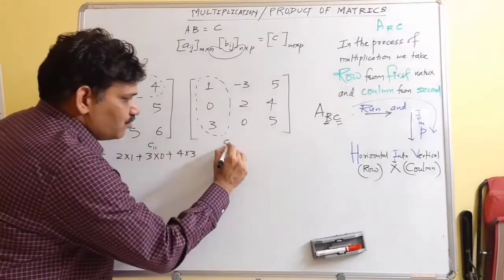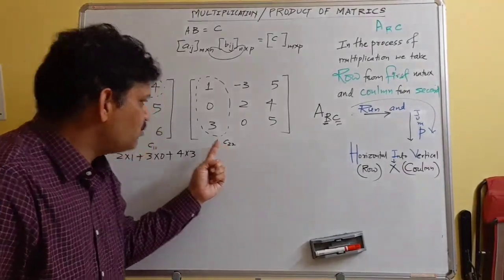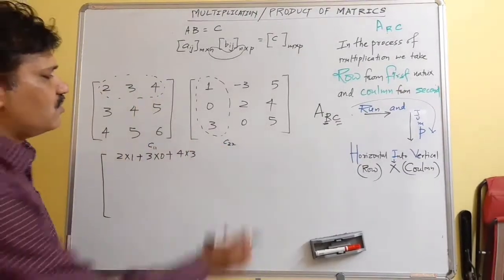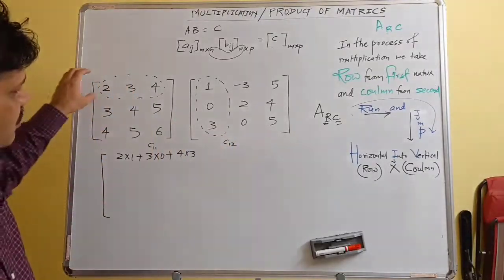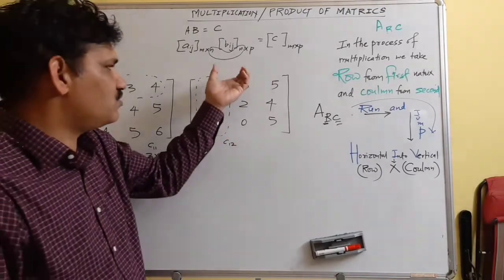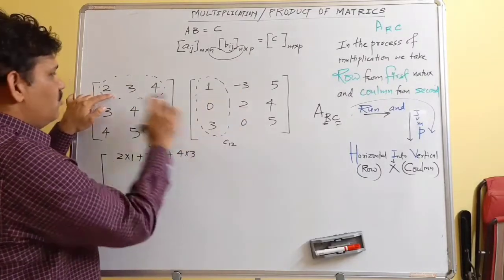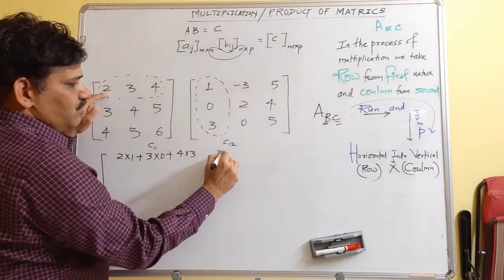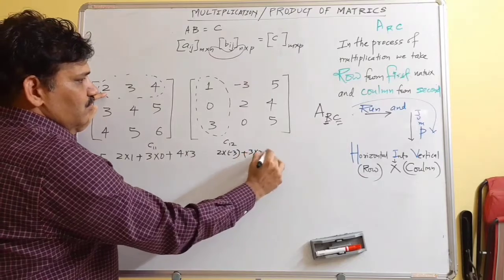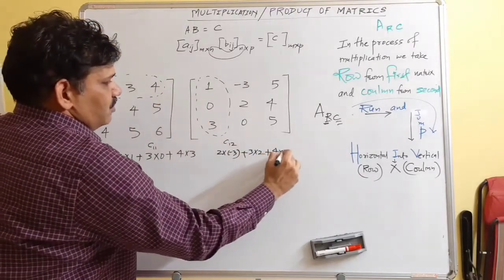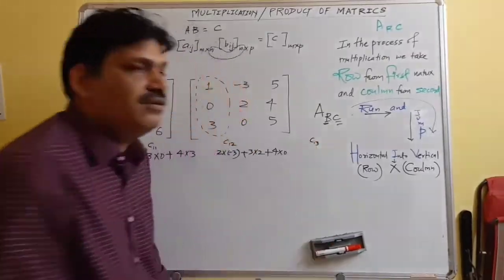Now C 1,2. Mind it. For this element, first row, second column. The row is to be taken from the first matrix and the column is to be taken from the second. So the first row will be multiplied by the second column. 2 into minus 3 plus 3 into 2 plus 4 into 0.